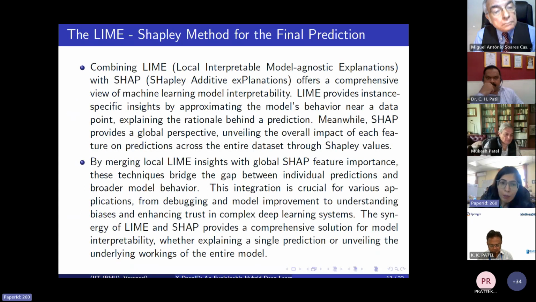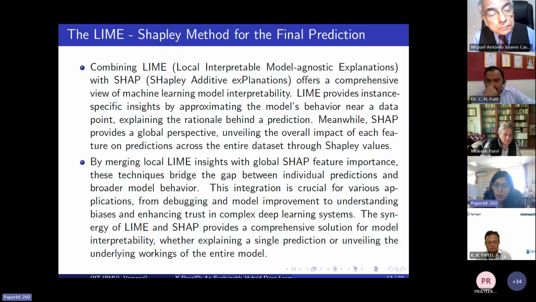Now we are combining LIME with Shapley values, which offers a comprehensive view of machine learning model interpretability. LIME provides specific insights by approximating the model's behavior near a data point, and it will explain the important regions behind the prediction. Meanwhile, Shapley value provides a global perspective as well as a local perspective. If we merge local LIME values with global Shapley value feature importance, these techniques bridge the gap between individual predictions and the broader model behavior.